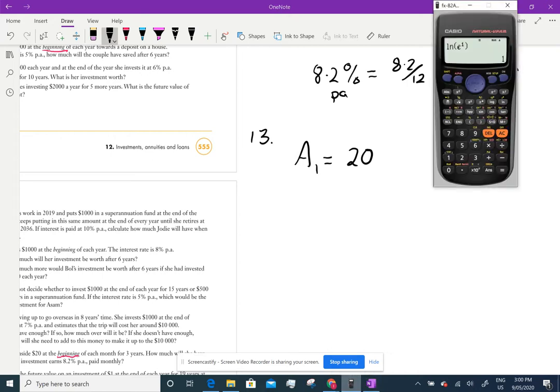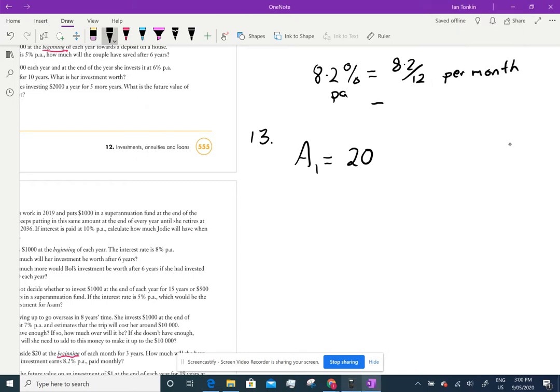Pump out my calculator, what do we get? 8.2 divided by 12. I hope this is a nice easy number. So we're going to have a repeater. So this is going to be difficult. But anyway, I'm going to leave it as a fraction and I'm going to divide by 100. So it's 8.2 over 12 divided by 100 because I need it as a percentage.